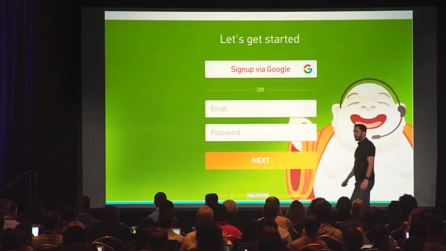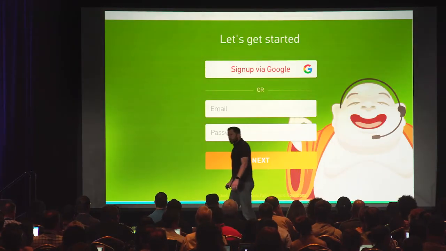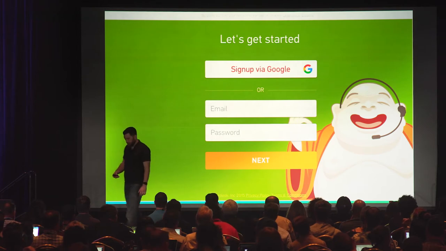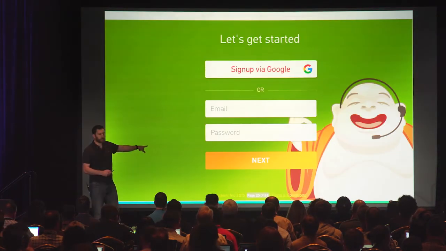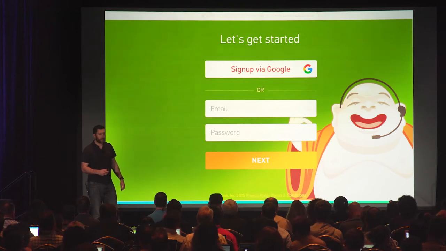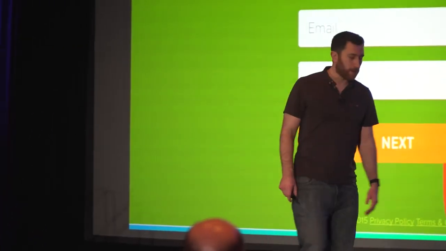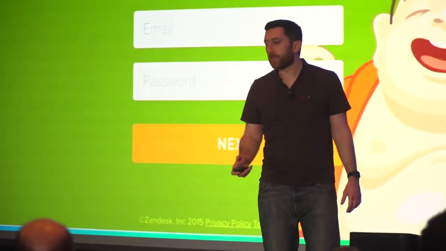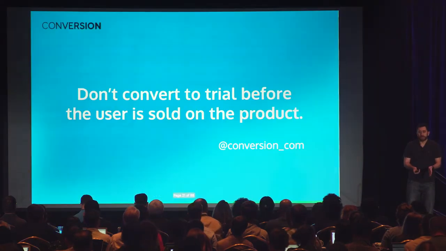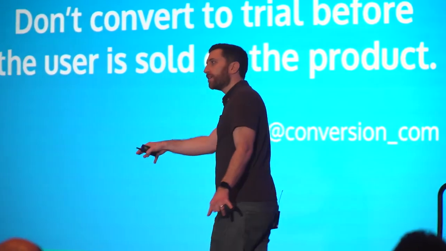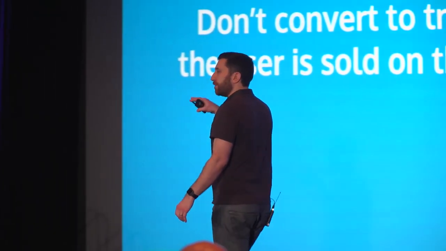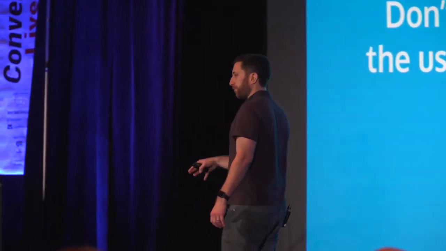So I click on that, and I land on a page that looks completely different. So the steampunk diver and the astronaut have turned into a cartoon Buddha. I'm not too sure what is going on here, but I can sign up in one click, so maybe I will. And this is a problem, because what we're doing, if we're doing this, is we are making it very easy for someone to sign up for a trial, but we're not focusing on the end goal, which is to get them to convert into being a paying and retained user.